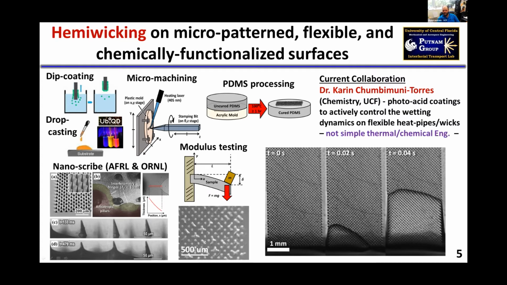And here's an example of the pillars bending over after they've wicked. And here's an example of the wicking front as the water wicks up as a function of time. So my student's been working with a graduate student in Karen's group in chemistry at UCF, and we've been trying to do this photoacid, right? So if you shine light on a photoacid coating, can we change the surface energy?